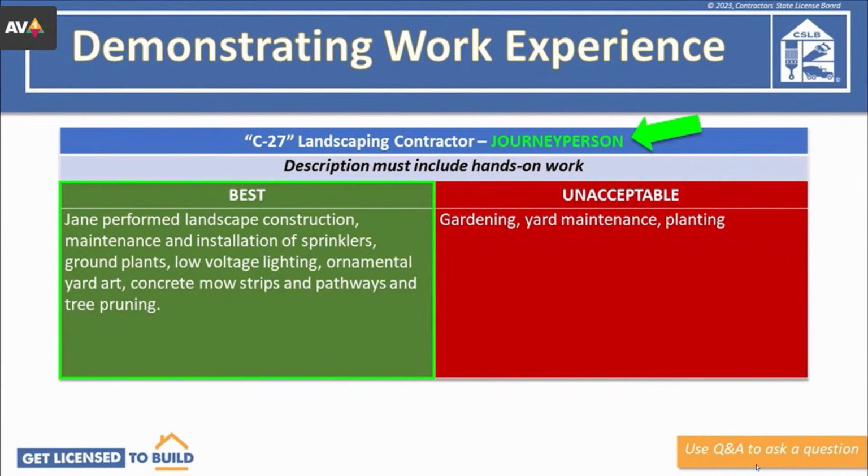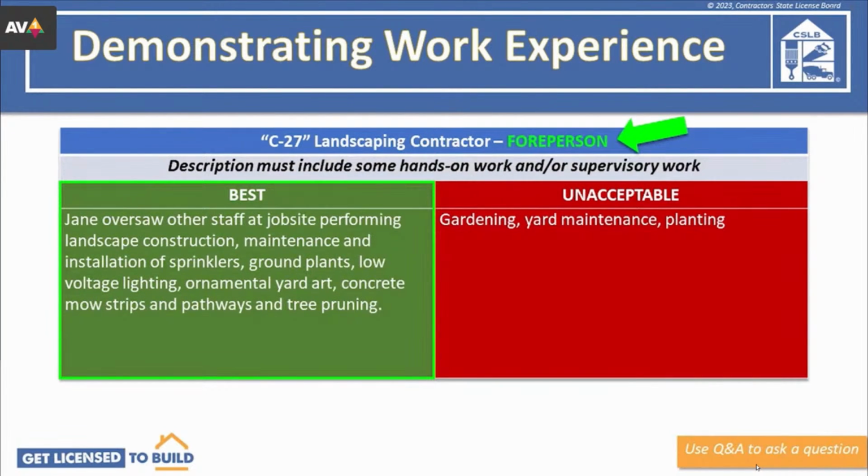The best type of description your certifier would use would be: Jane performed landscape construction, maintenance and installation of sprinklers, ground plants, low voltage lighting, ornamental yard art, concrete mow strips and pathways, and tree pruning. An unacceptable explanation would be gardening, yard maintenance, planting. For a C27 landscaping 4-person, the description should indicate overseeing other staff performing the trades.